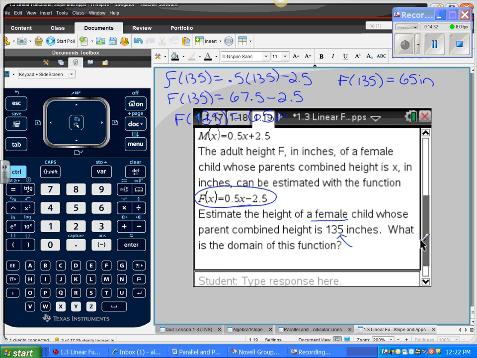Okay. So if we're talking about the domain, theoretically, the domain of the function is the set of all real numbers. However, if we're talking about the context of the problem, you have to keep in mind that it has to be all positive numbers. You're not going to have a height of 0 or less. So what you're going to do for the domain is you're only going to choose values from 0 onward. You're not going to give a negative sum of parent heights.